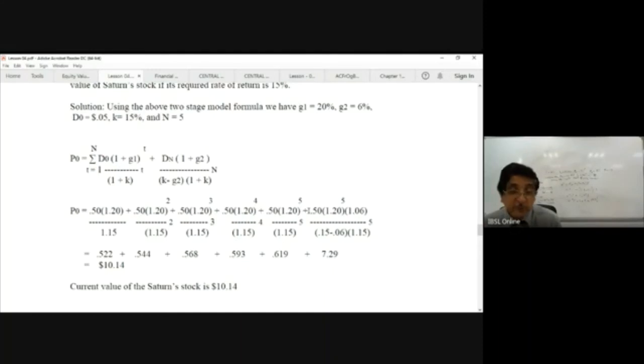Now, why do we apply that? In order to have the price of it. And that price has to be converted to present value, so it has to be divided by 1.15 to the power 5. That's what we do. So that is also added to all these 5 cash flows. And when you solve it, you will get the value. Any questions on this?